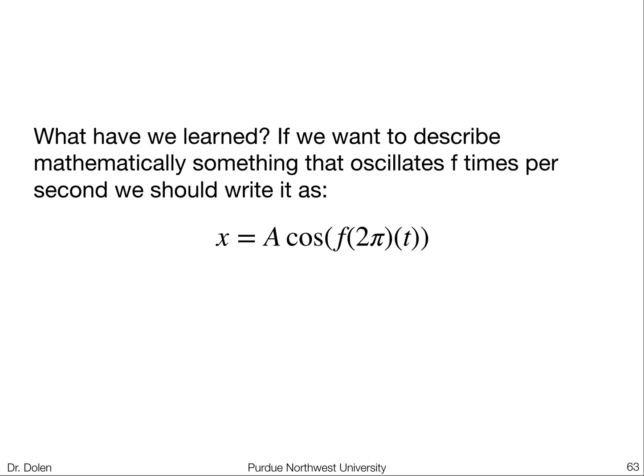Right? If we want to describe something mathematically that oscillates f times per second, we should write it in this way, where x is equal to A, the amplitude, times cosine, times the frequency, times 2 pi, times time. And if you write it in this way, you can just immediately read off the frequency from this formula. So that would be very nice if you didn't have to do any thinking. You could just look at the formula and read off the frequency.